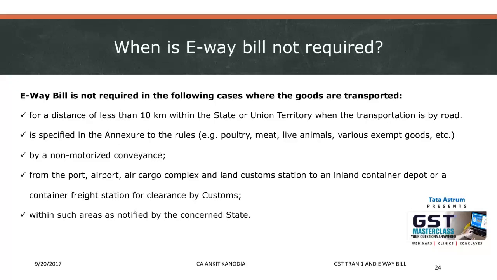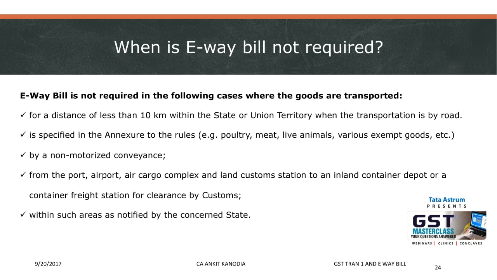Where the consignment value is less than 50,000, it is not required. Where the goods are for personal use, it is not required. Where household effects are being transported, it is not required. Currency is not required. Plus, there is a schedule which has been given, annexure A to Rule 138, sub rule 14.